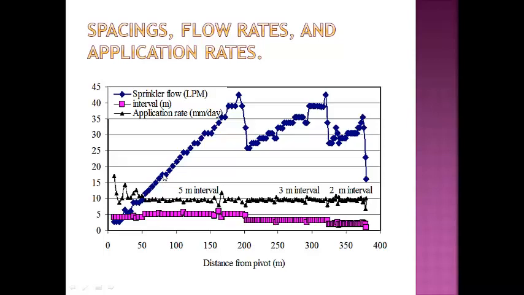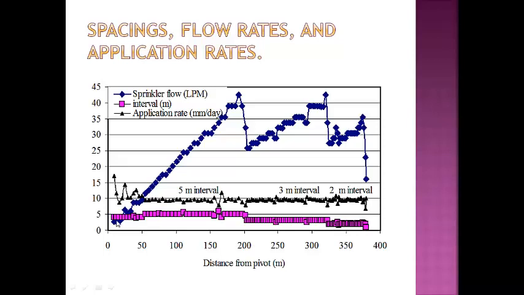And the way that this pivot company set up this sprinkler is that they had 5-meter intervals close to the pivot point. Here's the pivot point, distance from the pivot point. And here's the flow rate or interval or application rate. But the distance is 5 meters between sprinklers, and then 3 meters between sprinklers, and then 2 meters between sprinklers farther out. They put them close together for a higher application rate.